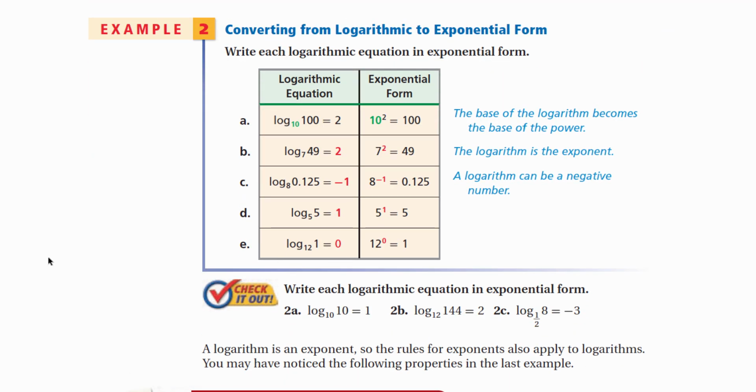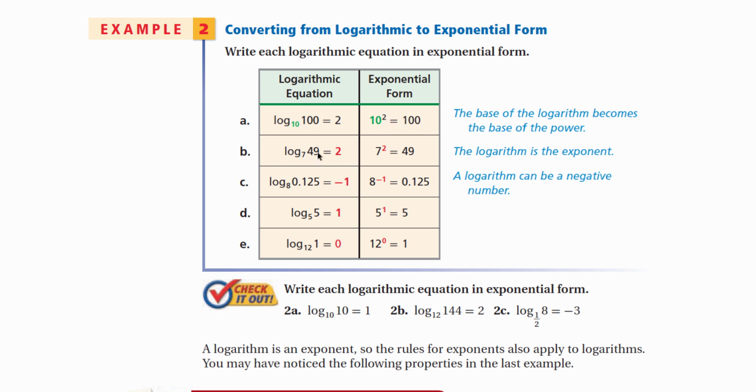Example 2, converting from logarithmic to exponential form. So now we want to go backwards. Now here in part A, 10 is the base, 2 is the exponent, and 100 is the value on the right-hand side. So log base 10 of 100 equals 2 becomes 10 to the power of 2 equals 100.